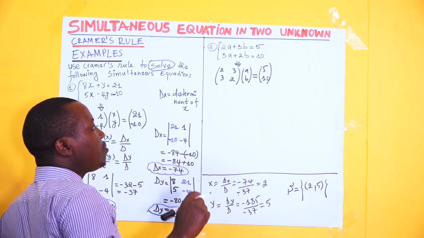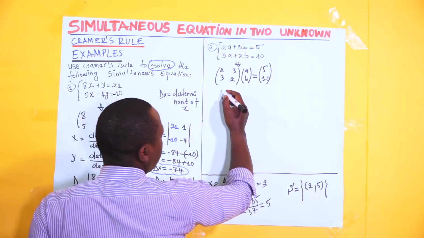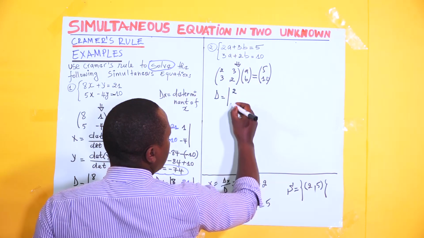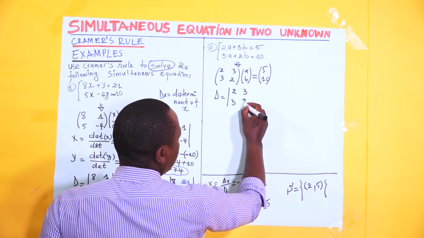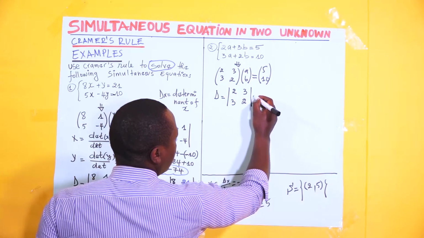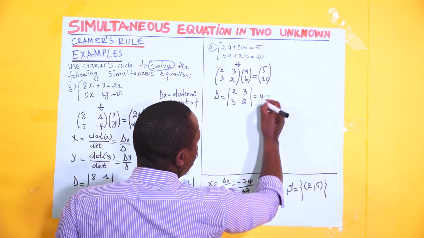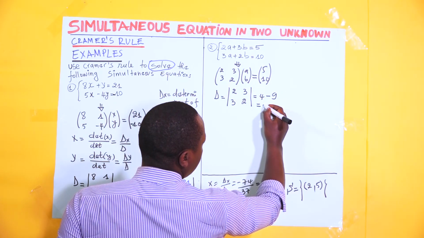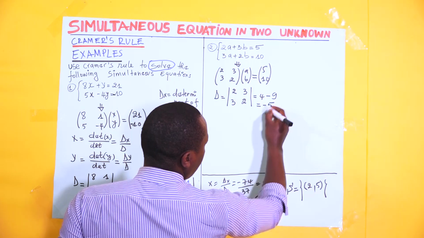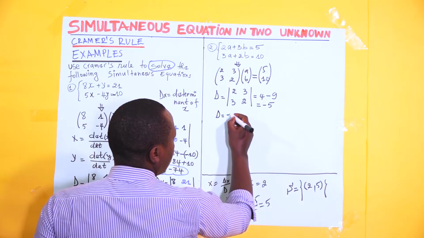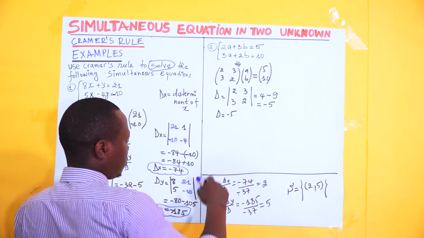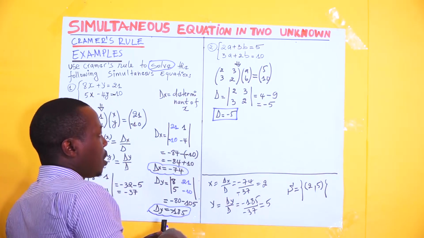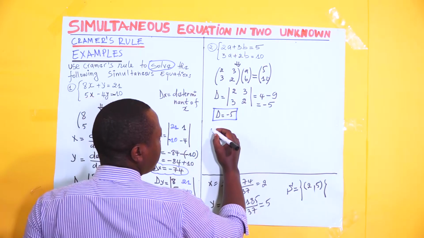So, let us find the determinant. Determinant equals 2, 3, 3, 2 here. And the multiplication of this will give us 4 minus 9. So the answer is negative 5. D equals negative 5. Right?